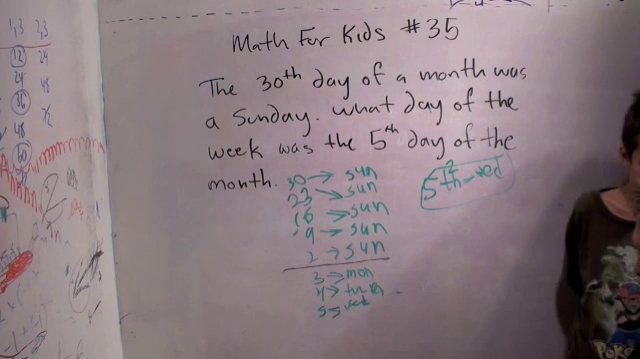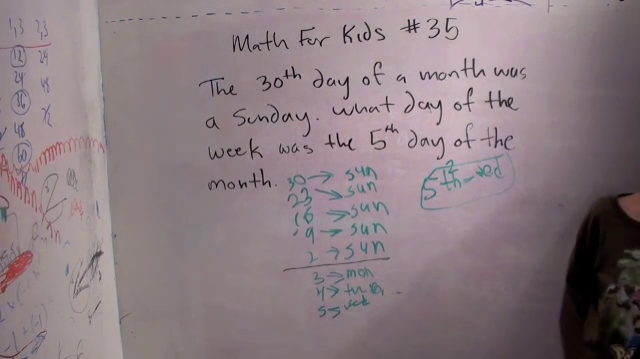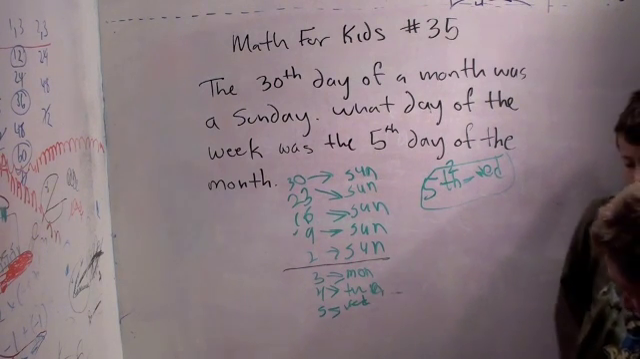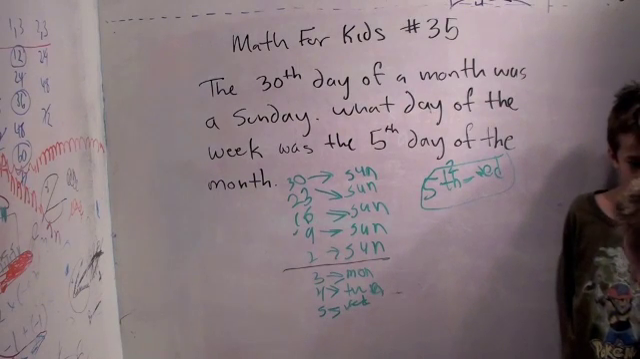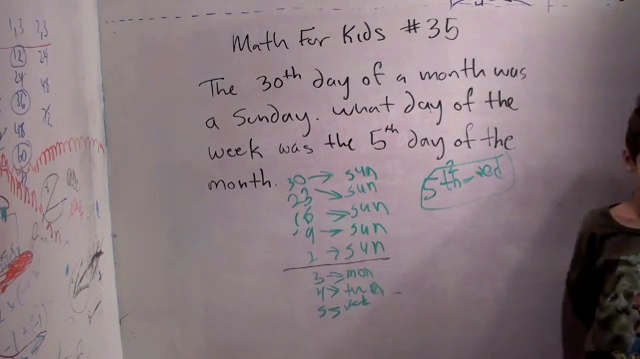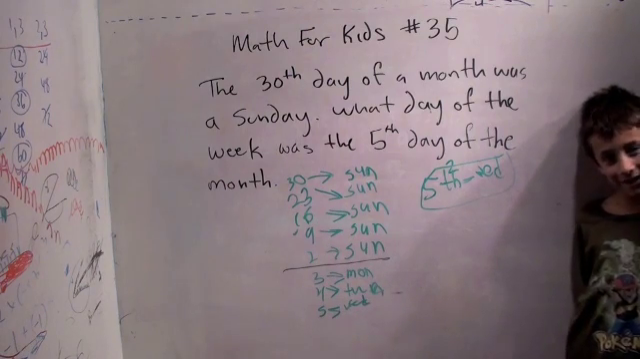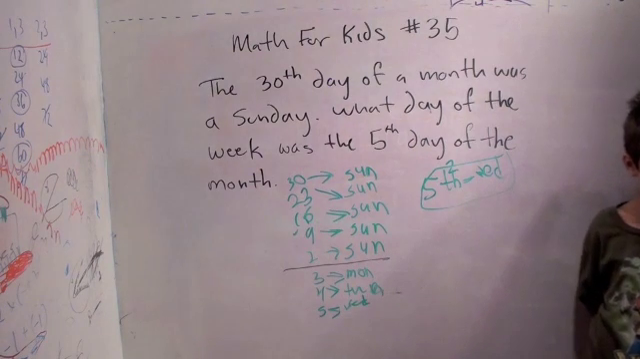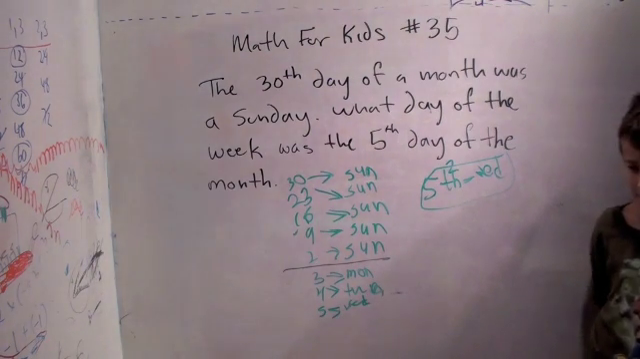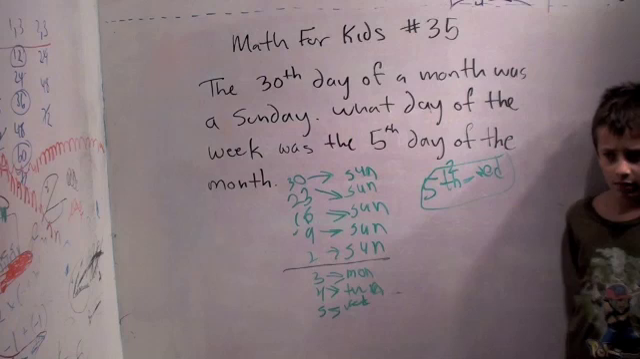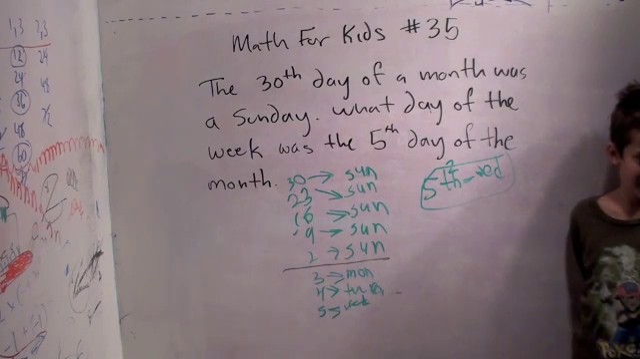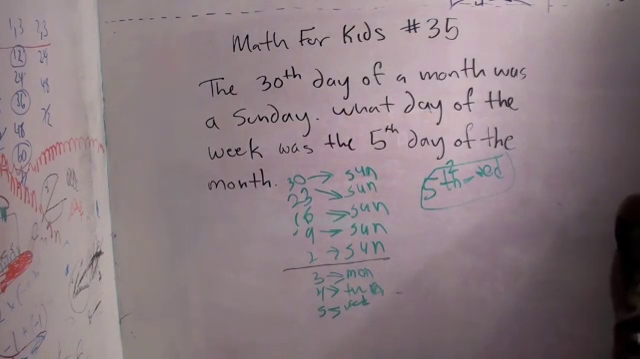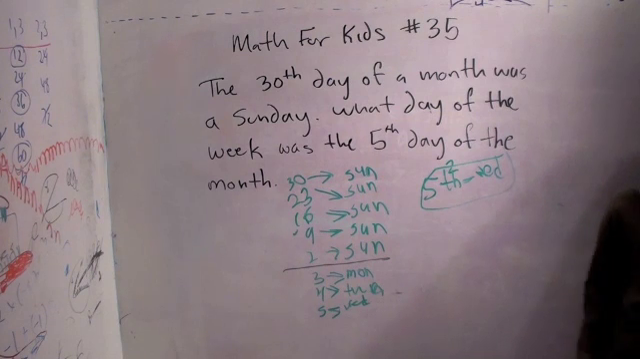What do you get when you divide 2 by 7? What's the remainder? What is the remainder when you divide 2 by 7? That's the question. How many times does 7 go into 2? 0 times, with a remainder of 2.